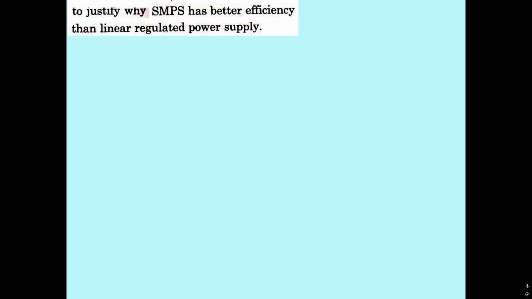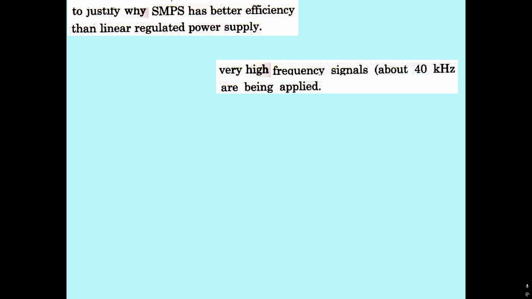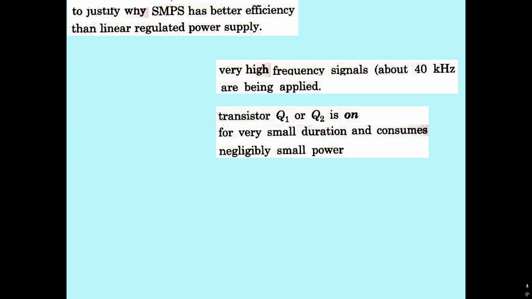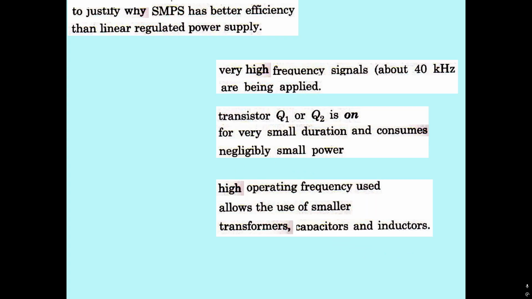So this is to justify why SMPS has better efficiency than linear regulated power supply. Very high frequency signals about 40 kHz are being applied. Transistor Q1 or Q2 is on for very small duration and consumes negligibly small power. High operating frequency used allows the use of smaller transformers, capacitors, and inductors. This allows a decrease in size and cost.